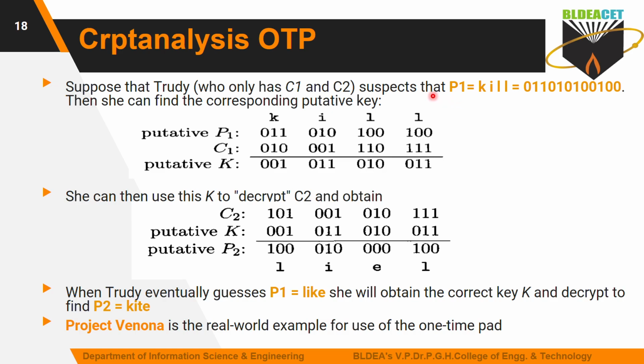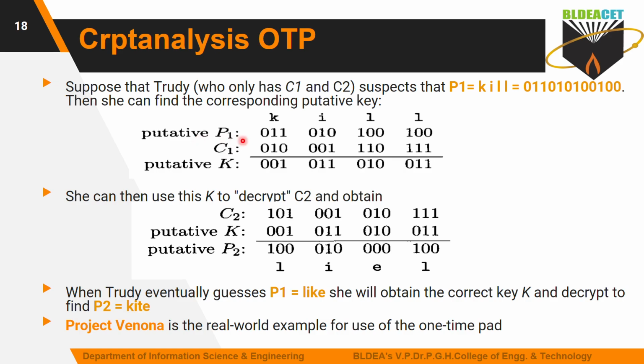To guess that, Trudy the intruder will guess that the plain text is kill, and she will convert that plain text into binary form. Next, this one we call a putative plain text. Putative means what? It is generated by the intruder. It is not an actual plain text here.